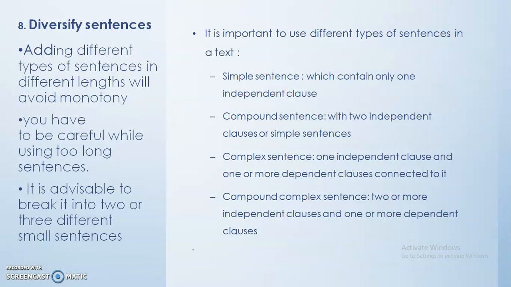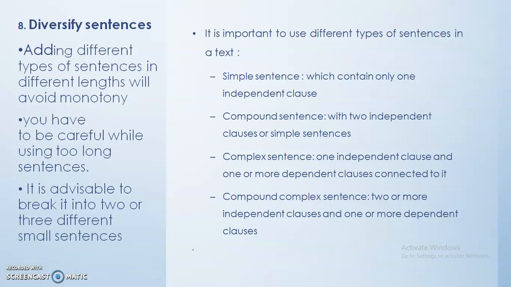Next point is diversifying sentences, which means that we have to use different types of sentences. It will become monotonous if we use the same kind of small sentences in academic essays. So in order to avoid this monotonous nature, we have to employ different types of sentences such as simple sentence, complex sentence, compound sentence, etc. Adding different types of sentences in different lengths will avoid monotony and make writing more interesting and readable.